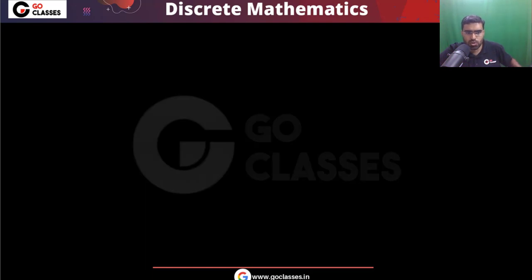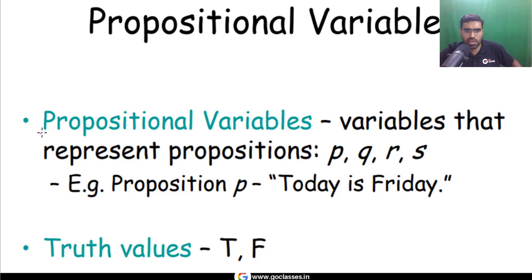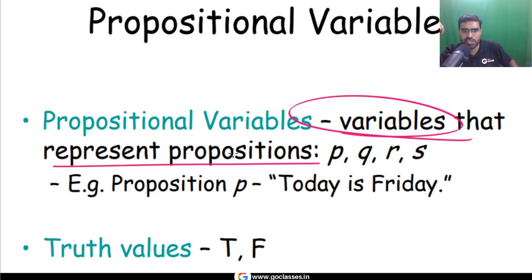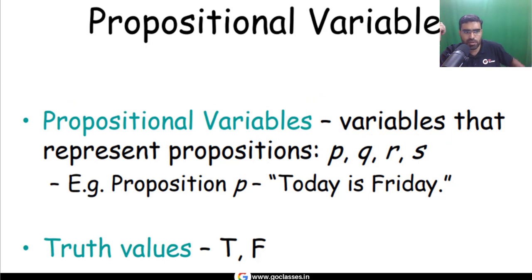So that is what we have seen. We have seen the concept of propositional variable. It is a variable that represents a proposition. For example, "Today is Friday." This is a proposition. Please understand why this is a proposition. Think about it. Why is this a proposition? Because on any day, either this is true or this is false.